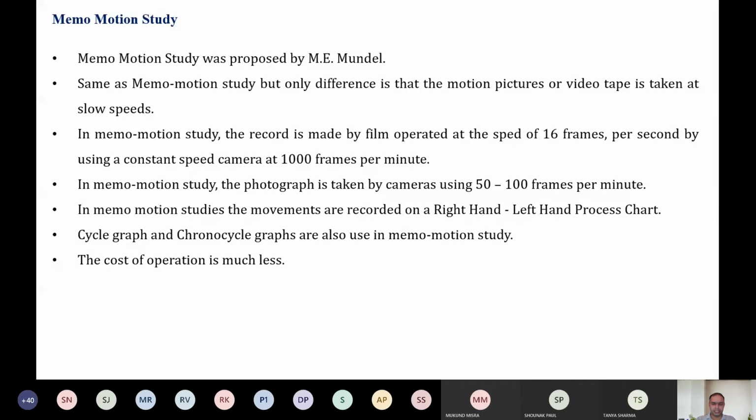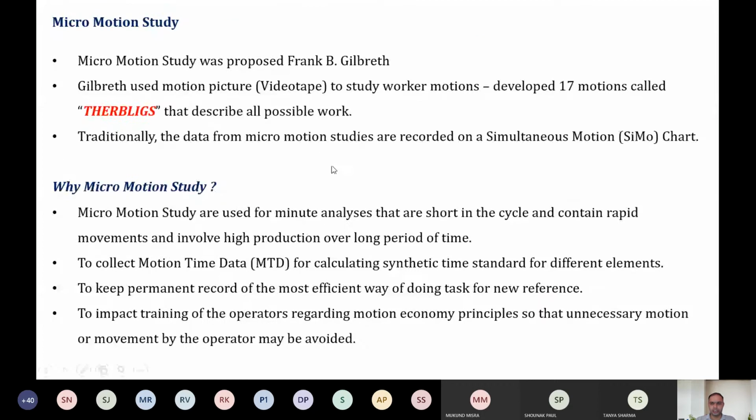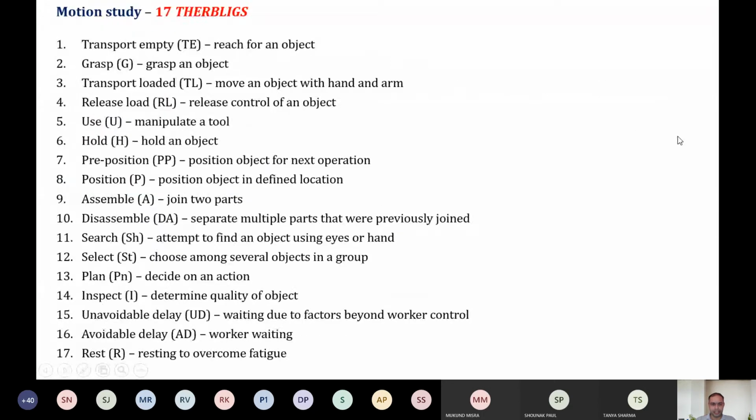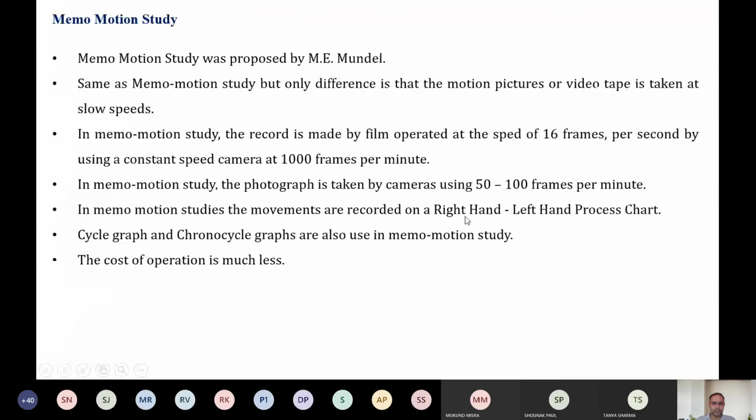Okay, and in the micro motion study, we used SIMO chart, that is simultaneous motion chart. Whereas in MIMO motion study, we are going to use two-handed chart. Also, it is called the right hand, left hand process chart. Otherwise, we can also use cycle graph and chronocycle graphs. Chronocycle graphs, that's like a circle kind of thing. Some electrical or electronic students write an examination using these chronocycle graphs. Using this cycle graph or chronocycle graphs, they will be able to do this study.